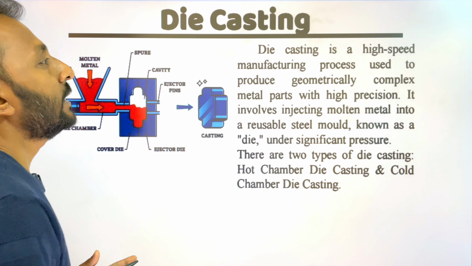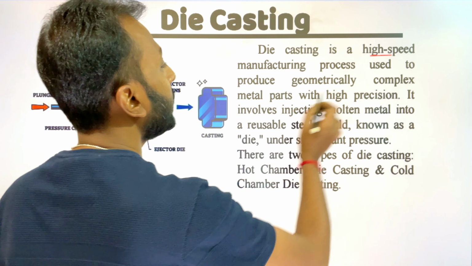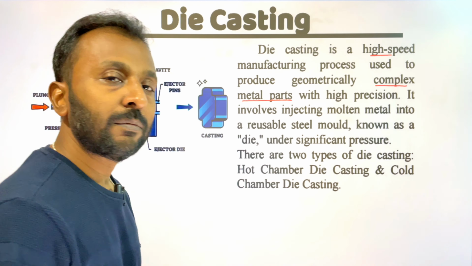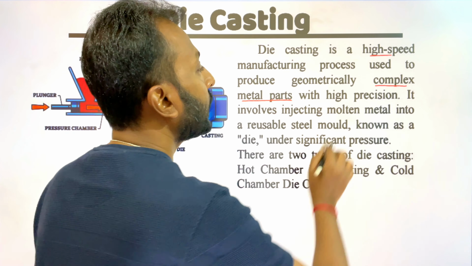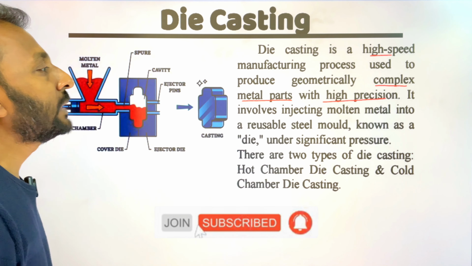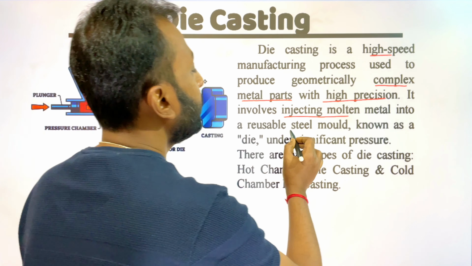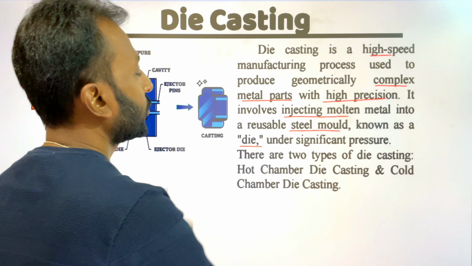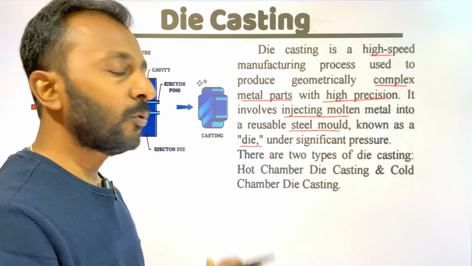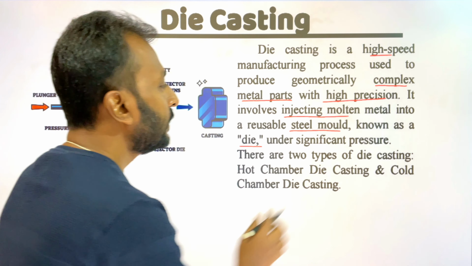So die casting is a high speed manufacturing process used to produce geometrically complex metal parts. So here we are creating complex metal parts with high precision, compared to the sand casting process. The dimensional accuracy is very high. It involves injecting molten metal into a reusable steel mold known as a die. So here the die is used and the process is called die casting or pressure die casting. We apply pressure on the molten metal to fill the mold cavity under significant pressure.